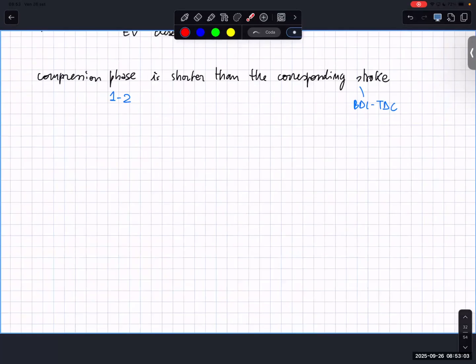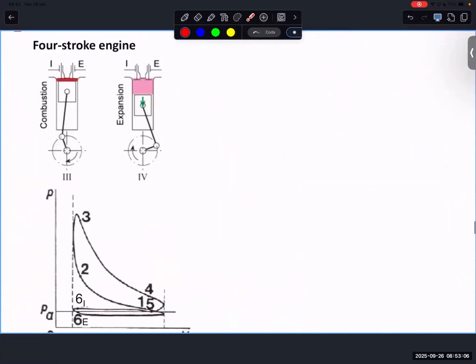Let's go to the next phase. Here we have combustion, the phase indicated with number 3, going from point 2 to 3. Here it is maybe easy to see the points. During combustion, from 2 to 3, both valves are closed.